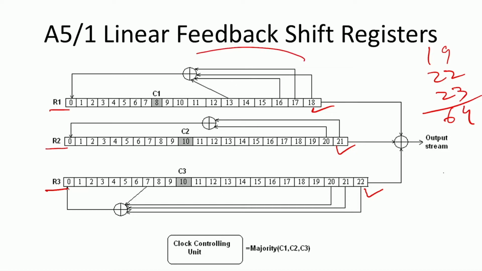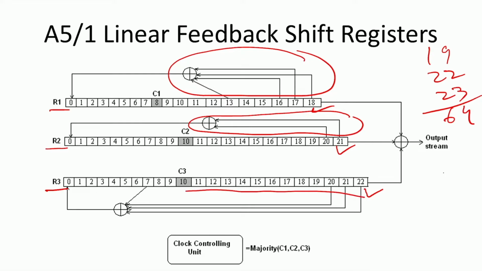Right, so here we have certain bits in the first register that we're XORing. This is the feedback function, and then same thing for the second register. We have 2 bits that we're XORing, and then in the third register, again, we have 4 bits that we are XORing.